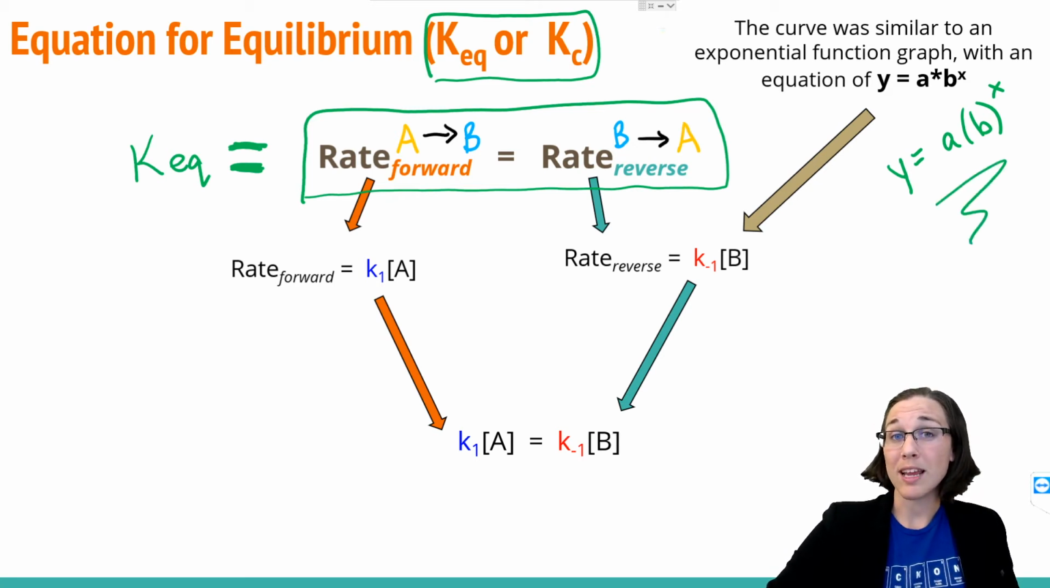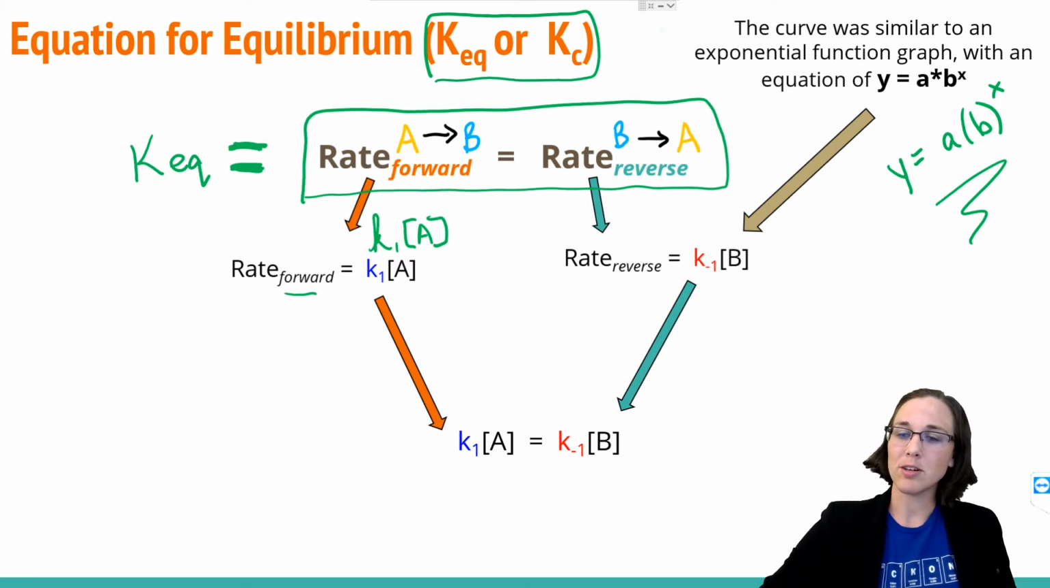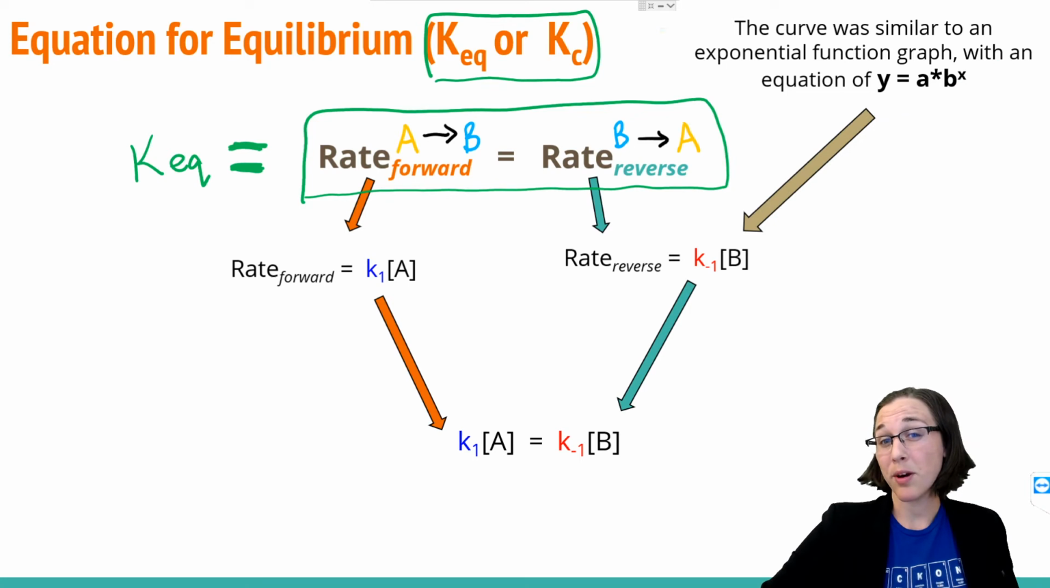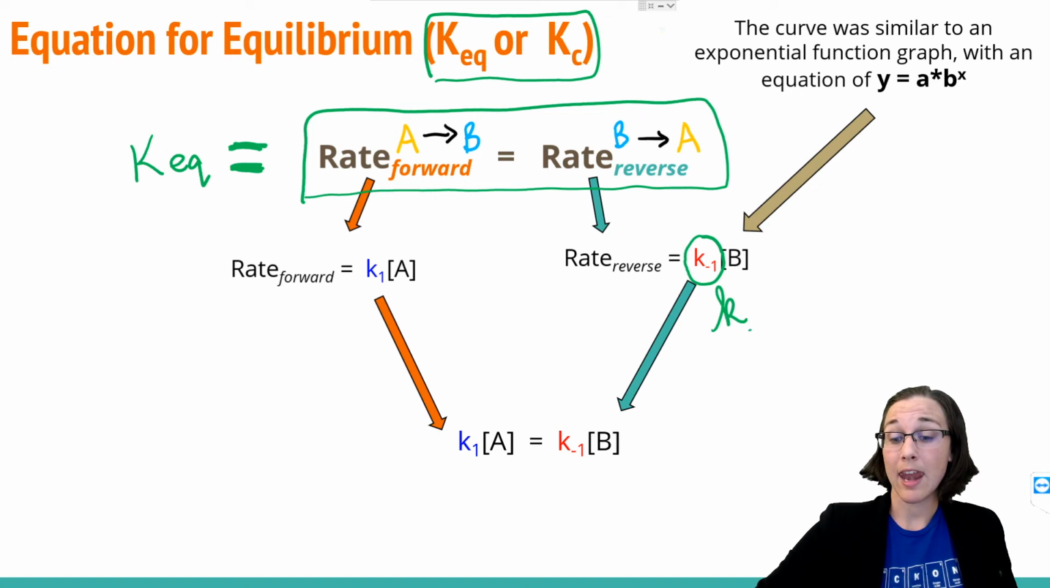The rate going forward is equal to our lowercase k, which I like to represent by the cursive lowercase k, base 1, meaning it's going forward, times the concentration of A, as we just saw in the graph. Remember, this looks similar to k1 times concentration of A, just like our exponential function. Likewise, if we break apart the rate reverse and set that equal to its counterpart of the cursive lowercase k -1, the reverse B to A, and multiply that by the concentration of B, we can see that that looks awfully similar to a times concentration of B raised to some x power.